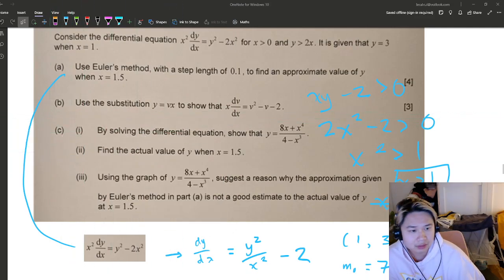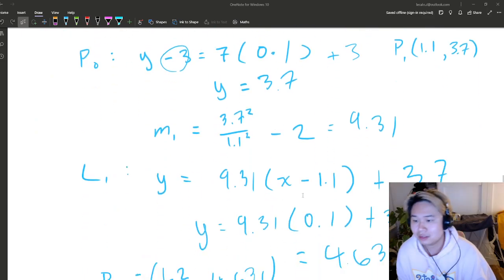Hold on, I'm going to copy the question again. Oh my god, the last question is 12 marks? I'm not even on that part yet. Oh, I am on that part. I thought it meant like the very last question was 12 marks. Jesus.